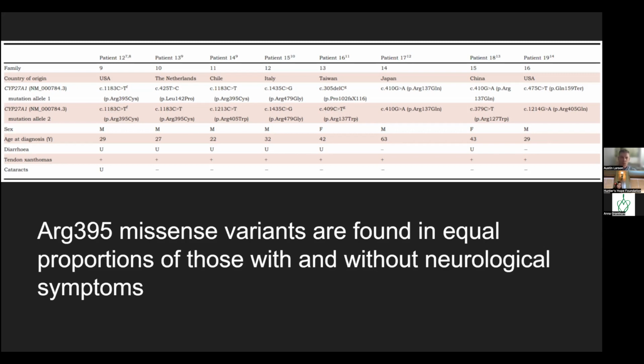So one way to think about that pathogenic variant: one, it's the most common. Two, it seems to be compatible with CTX in the absence of neurologic disease, but there still are a lot of patients that are at risk for progressive neurologic disease.